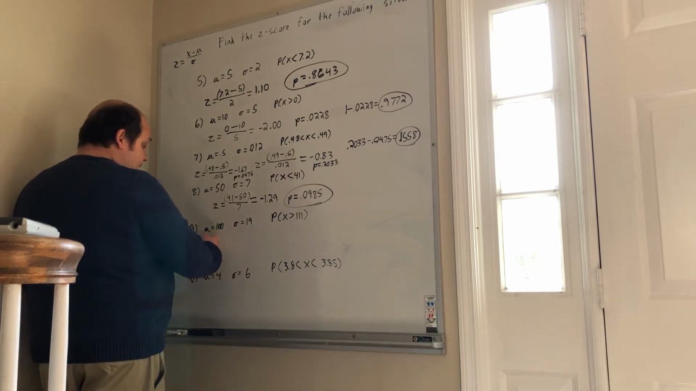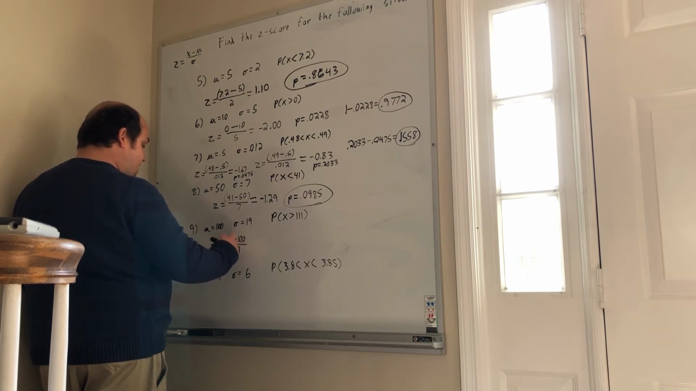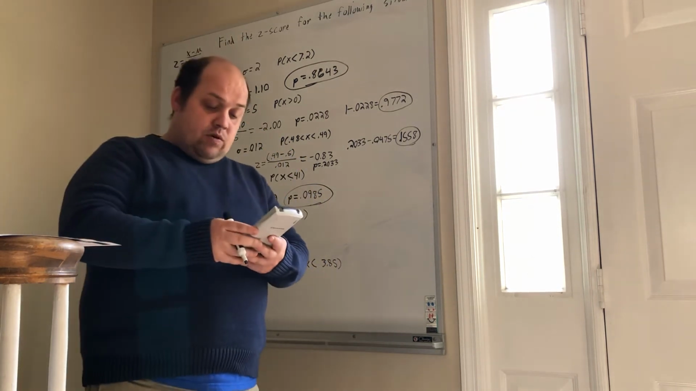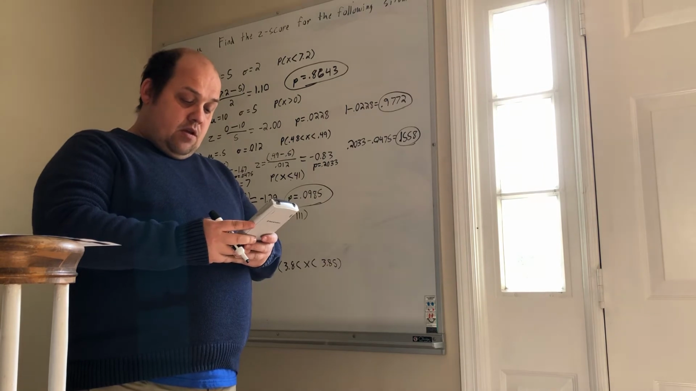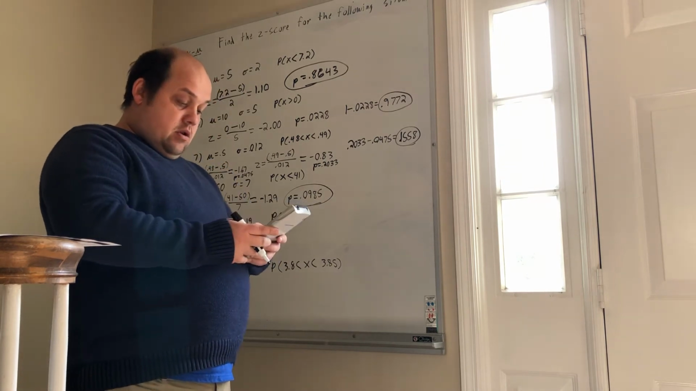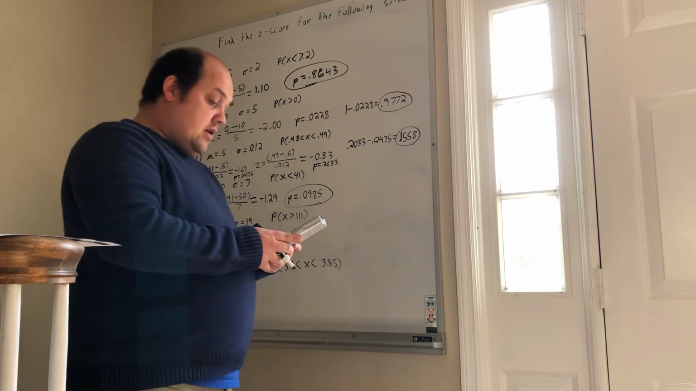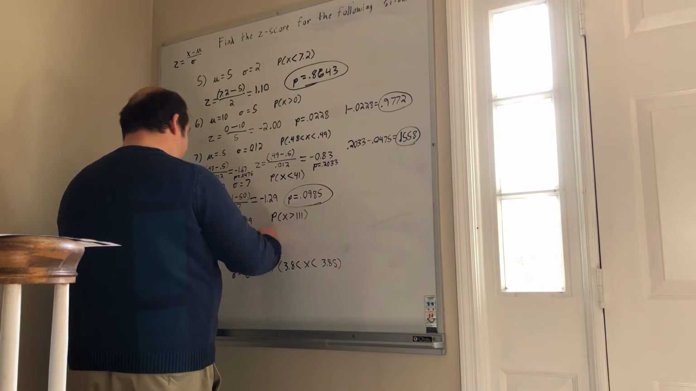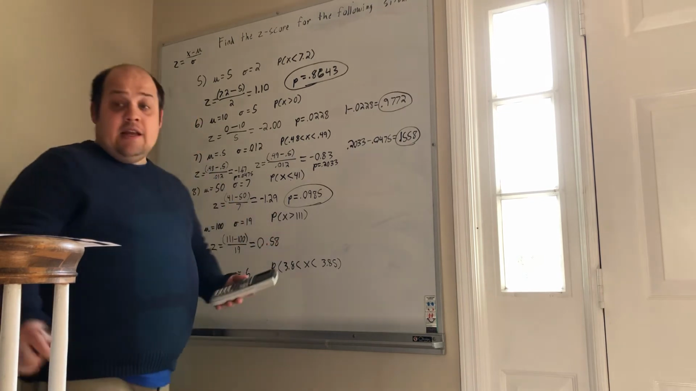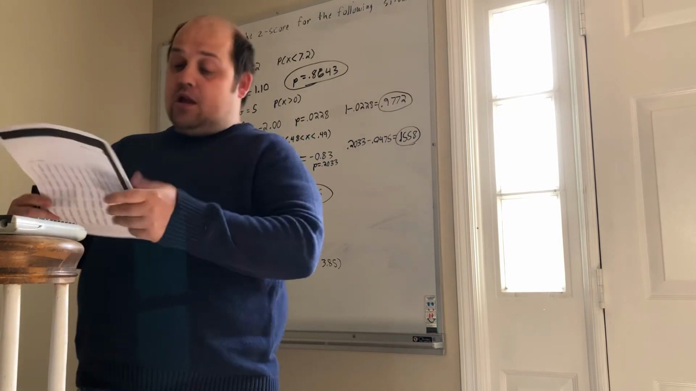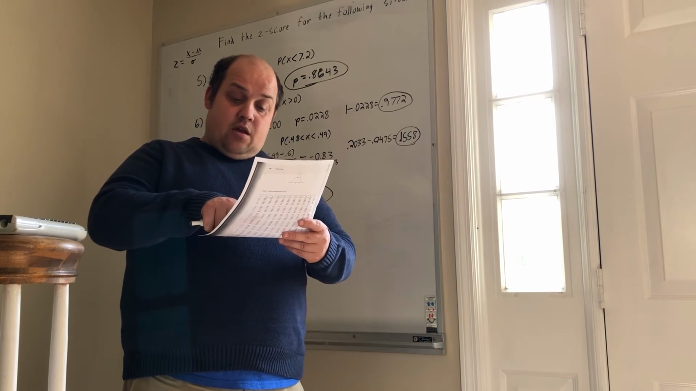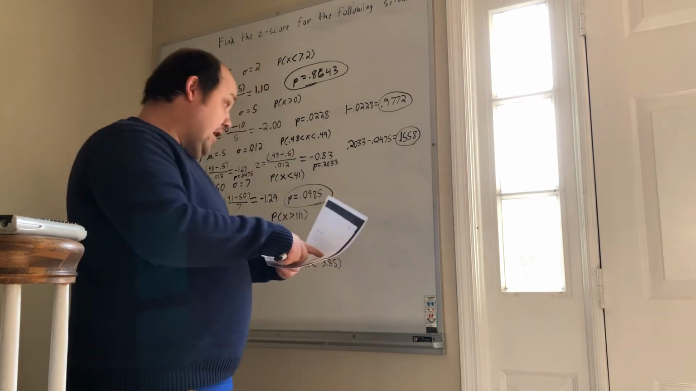For number 9, I start with my z-score, 111 minus 100 divided by 19. Again, I need to put it into my calculator so that I can figure out what z-score to look up. 111 minus 100 divided by 19 gives me 0.5789, which I'm going to call 0.58. Now that I have the z-score, I go to my table. I make sure I'm on the positive side. 0.58 points me to 0.7190.